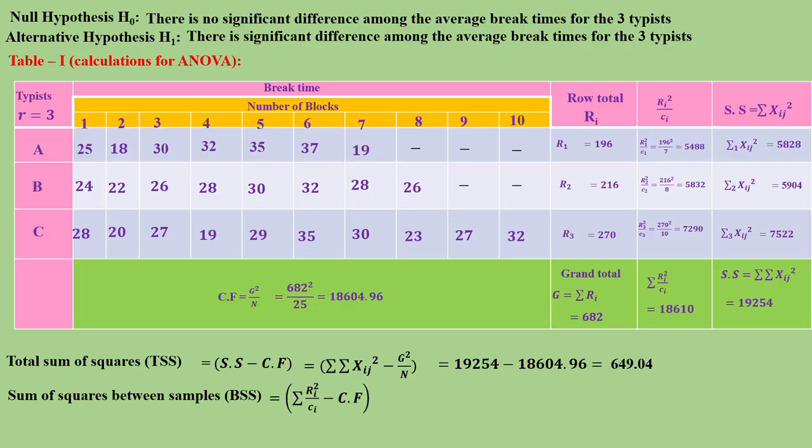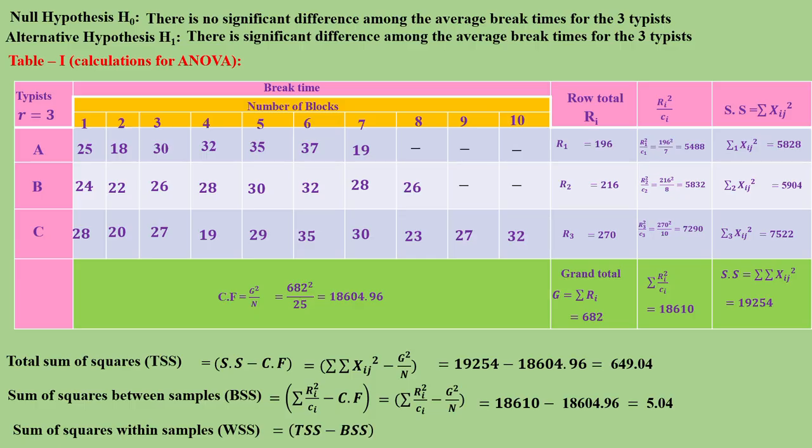Next sum of squares between the samples, BSS. Formula is summation Ri square by Ci minus correction factor. So you will get 18610 minus 18604.96, that is 5.04. Next sum of squares within the samples, WSS, is TSS minus BSS, 649.04 minus 5.04, 644.